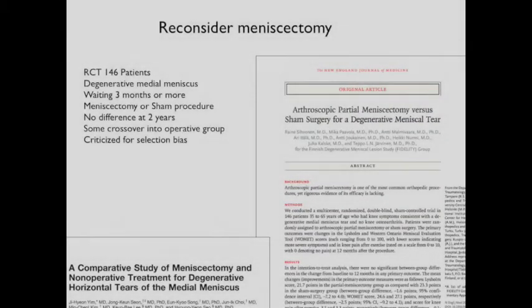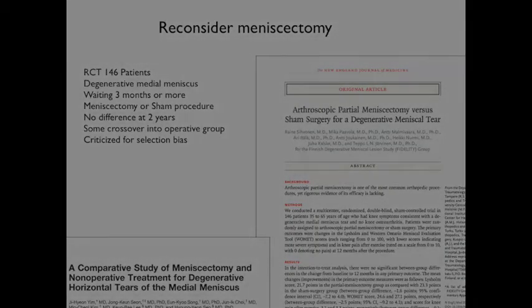This is a much more controversial study, came out about 2 months ago in the New England Journal of Medicine. It's so controversial that the Journal of Knee Arthroscopy's last editorial was, "Does the New England Journal of Medicine hate knee surgery?" And it's interesting, it's from Finland, and it took them a long time. It took about 5 years to recruit all the patients. The 146 patients all had degenerative medial meniscus tears. They've all been waiting 3 months or more for treatment.